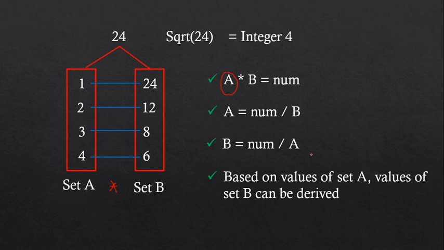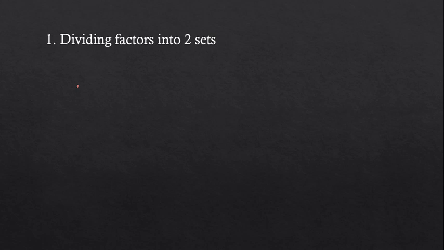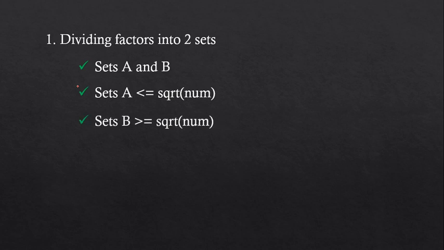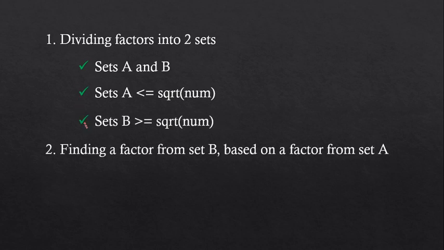Right. If you have set A, if I tell you 1, 2, 3, 4, you will be able to calculate 24, 12, 8 and 6. Or if I give you 24, 12, 8 and 6, you can calculate 1, 2, 3, 4. Yes, either way is possible. Now, first understanding is divide them into two sets A and B. A is less than square root, B is greater than square root. This is the first understanding. Second understanding is finding a factor from set B, you can use set A. Okay, based on set A, we can find set B.